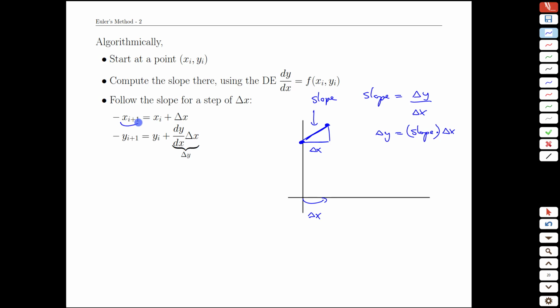To formalize the new and old positions, we start with our current x and we add delta x to it. That's all that happens in the horizontal direction. The y direction is a little more complicated, but it's just capturing this idea. We have our old y plus the slope times delta x. Why do we do that as a change? Well, because that equals delta y for any straight line.